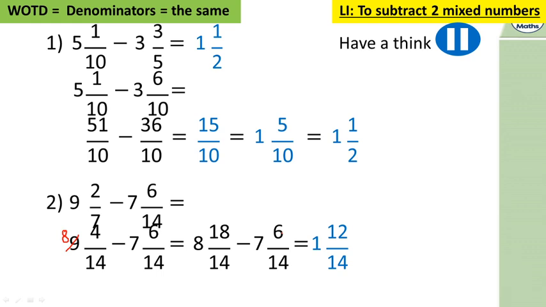Oh, they're both in the 2 times table, so we can divide the top and the bottom of that fraction by 2 to simplify it. So we get 1 and 6/7.